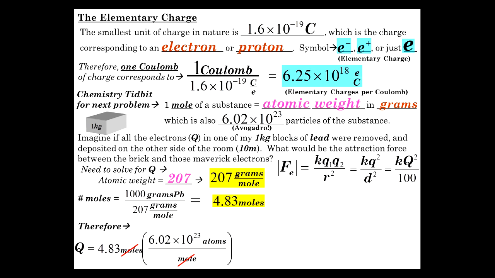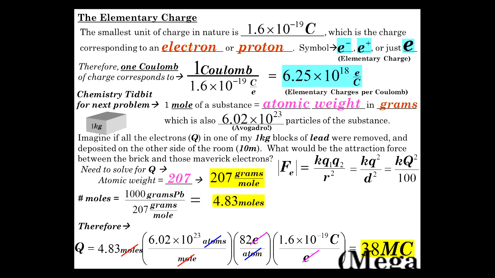Well, every atom has a certain amount of electrons, namely 82. Once again, you don't have to know that number. 82 elementary charges per atom. We now have the number of elementary charges. And we know how much charge an elementary charge has. It's 1.6 times 10 to the negative 19 coulombs per elementary charge. And so now we have left in our dimensions here the number of coulombs, which is 38 megacoulombs.